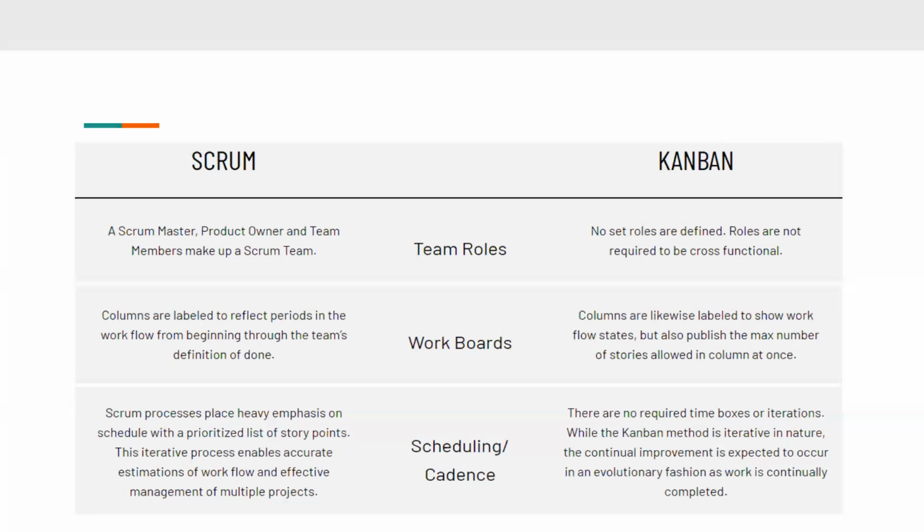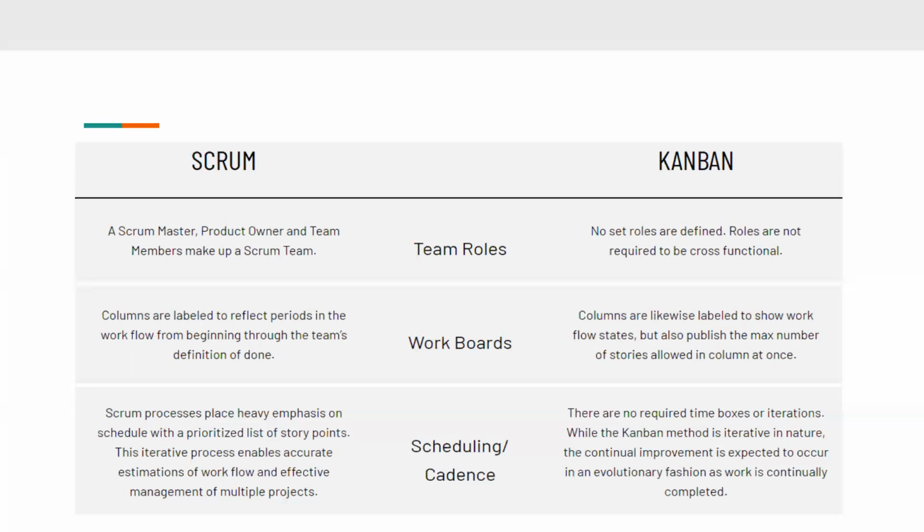Within a Scrum, the workboards, for those who are familiar with tools like Jira or even the CARD framework, have columns labeled to reflect periods in the workflow from beginning through the team's definition of done, versus in Kanban, where columns are very simple. They show workflow states, but also publish the max number of stories allowed in the column at once. So really, think of it as three columns: to be done work, in progress, and done work. So a very simple board.